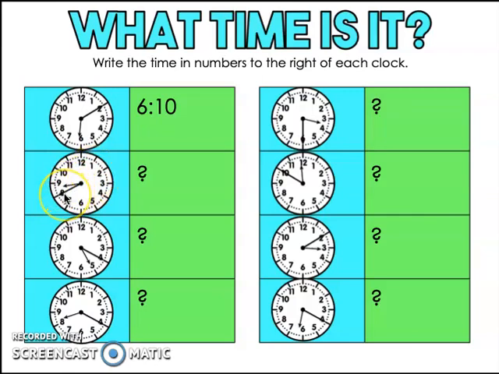We're going to count by 5s all the way up to the 8, because that's where the minute hand is. So 5, 10, 15, 20, 25, 30, 35, 40. So in this box, I would write 8:40. Okay? So that's what you would do for this page.